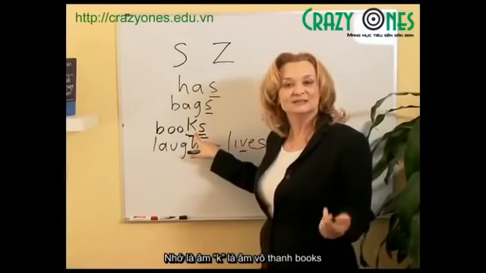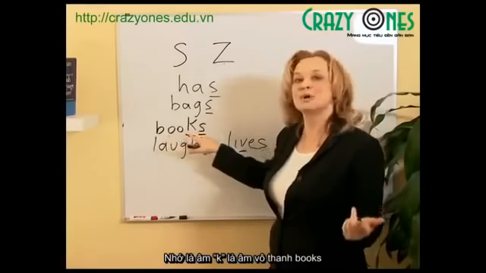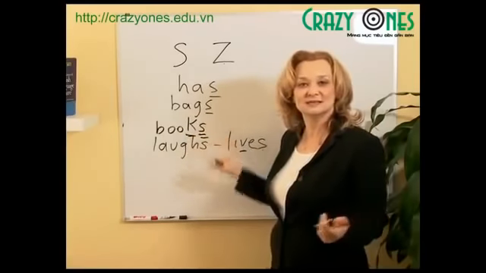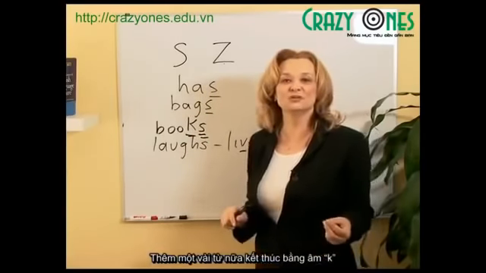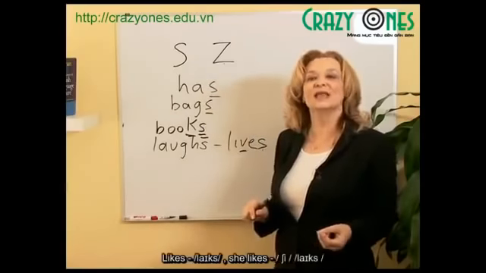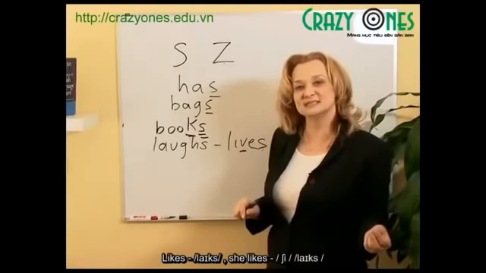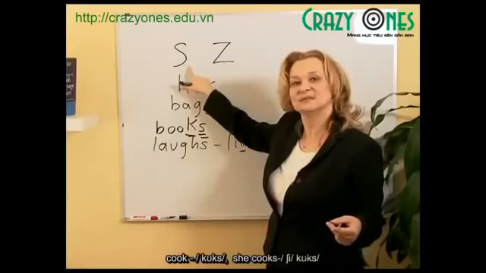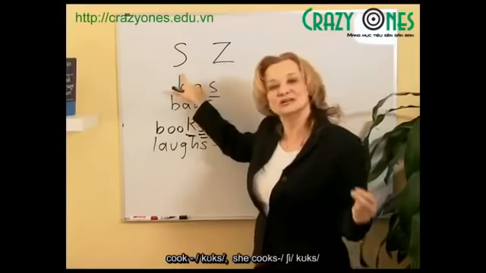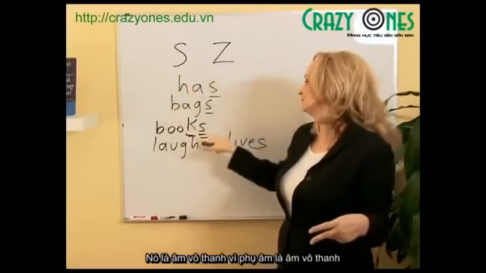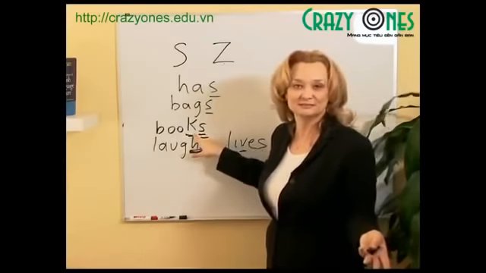Remember, K is voiceless, so "book," "books." Let's think of some more words that finish with a K sound. Like, "likes," she likes. Cook, she cooks. It's voiceless because the consonant is voiceless.